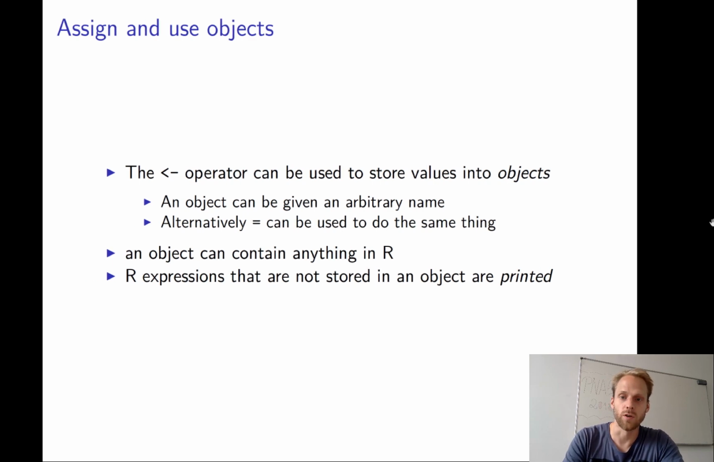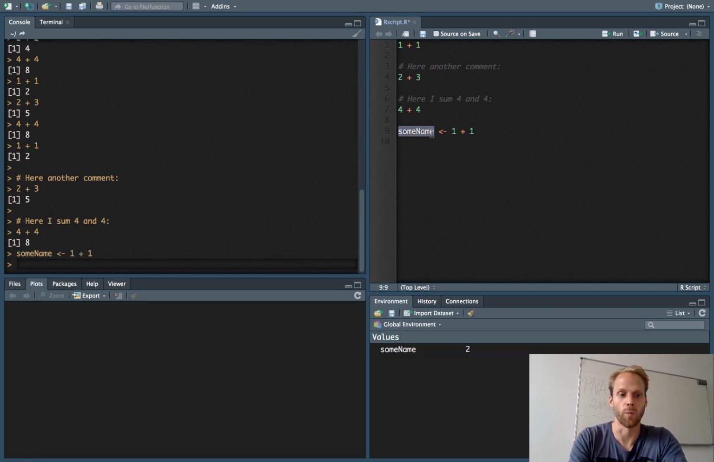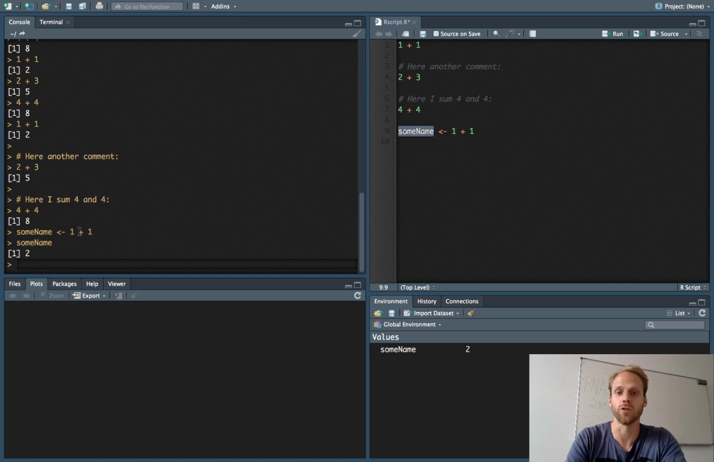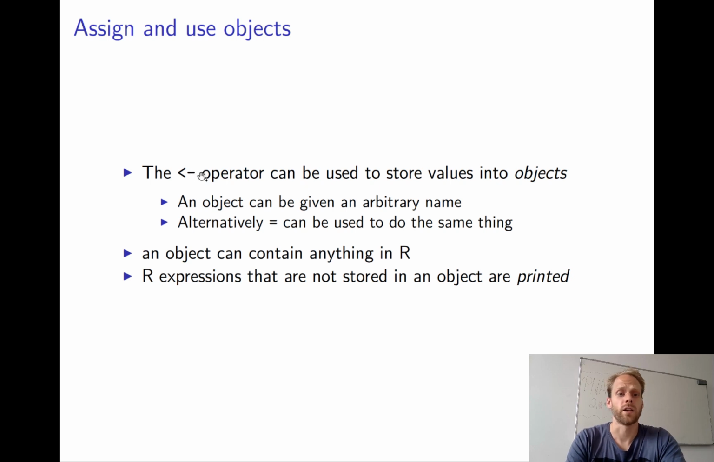It consists of an arrow sign to the left and a minus symbol. Whatever you write on the left of that, some name, doesn't matter, is the name of the object that we're saving, and whatever is on the right of this is the value that we're assigning to this object. I can execute this, and now I have an object called SOMNAME, that in this case is 2. You can read this assign operator as whatever is on the right becomes whatever is on the left.